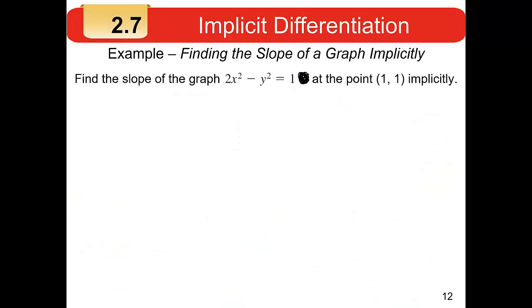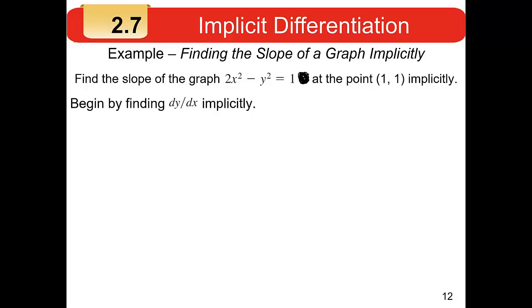So here we want to find the slope of the graph 2x squared minus y squared equals 1 at the point (1, 1) implicitly. Didn't really have to say implicitly, because that's the way you're going to have to do it. The x's and y's are mixed up and it's not easy to solve for y. So even though he said to do it implicitly, it sort of implied that this will be an implicit problem.